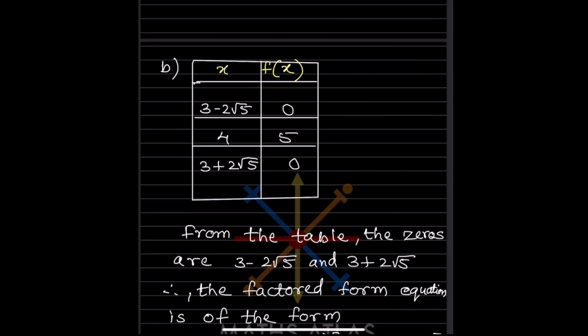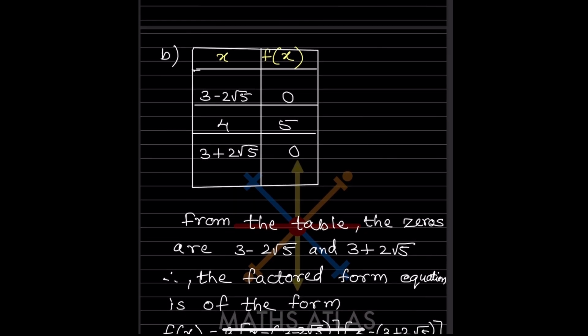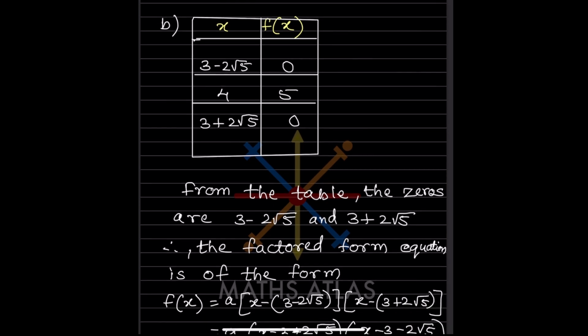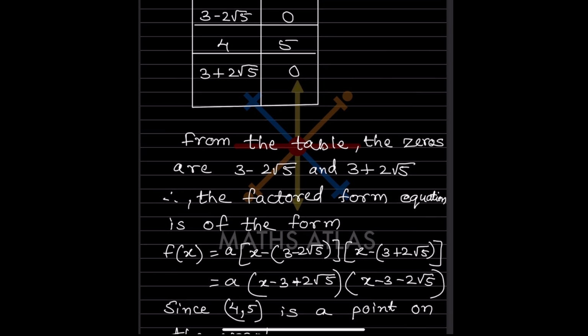Now in the next one, this is the table given, and again based on this, we are going to find the equation here. So these are the x, and this is f of x. So from the table, what we can say, the zeros are what? 3 minus 2 root 5 and 3 plus 2 root 5. So the factored form of this will be what? Again, what we can see, that x minus whatever the zeros we are getting, this will be what?